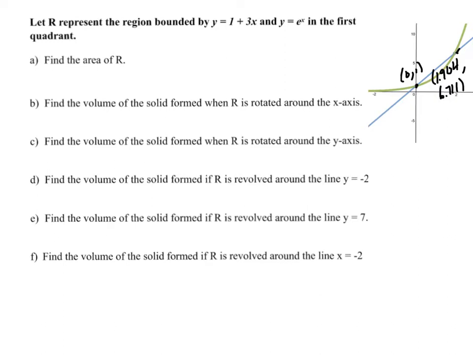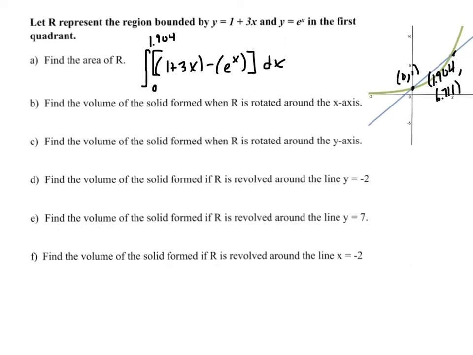So finding the area. Well, the area is simply the integral of the intersection, so we'll do it from x = 0 to 1.904 of the top function, which is the line, minus the bottom function, which is e to the x. And you would just do the antiderivative. You'd say, okay, it's x plus 3 halves x squared minus e to the x, and you'd plug in the bounds.